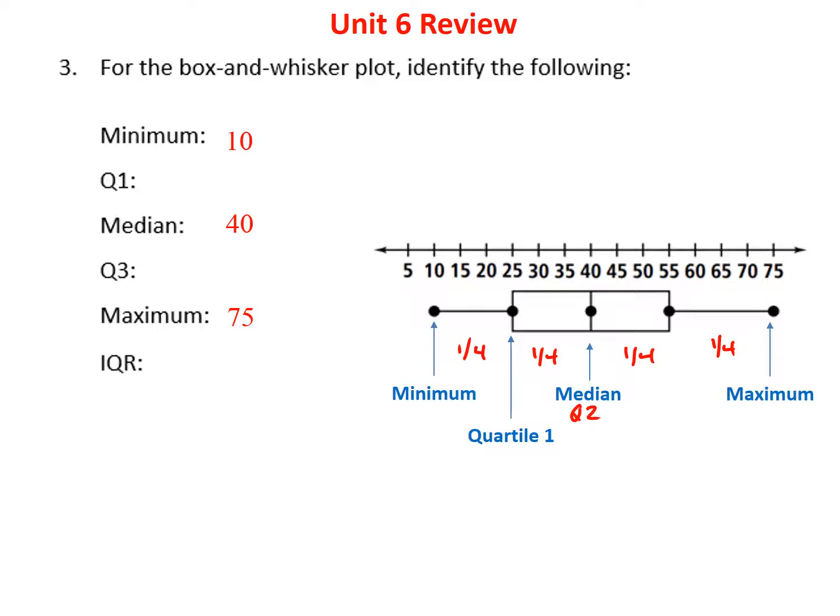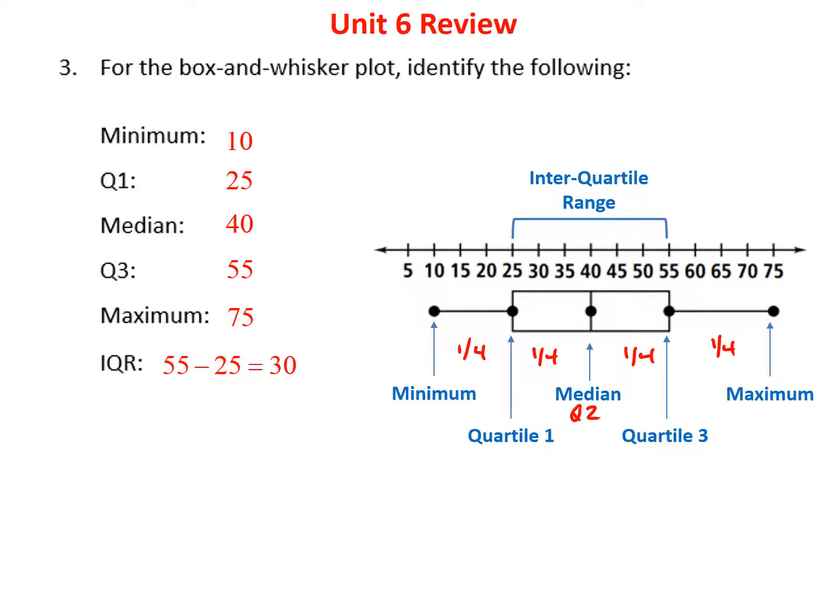Quartile 1 is on the number 25, and quartile 3 is on the number 55. Now the last one, IQR, is the interquartile range, and that simply means how far it is from quartile 1 to quartile 3. So we take the numbers 55 minus 25, and the interquartile range is 30.